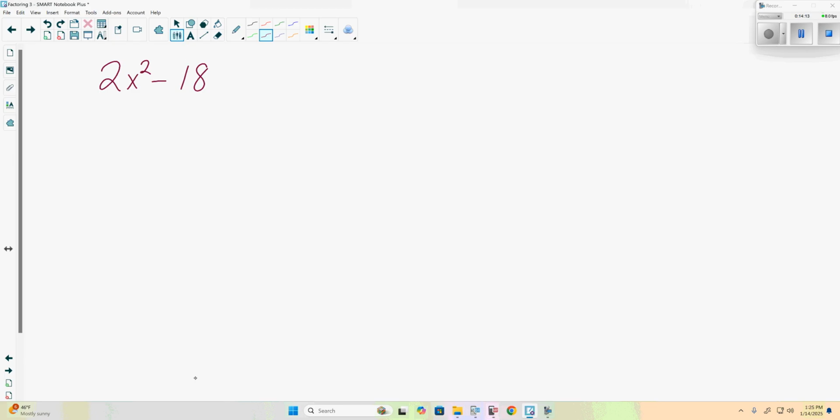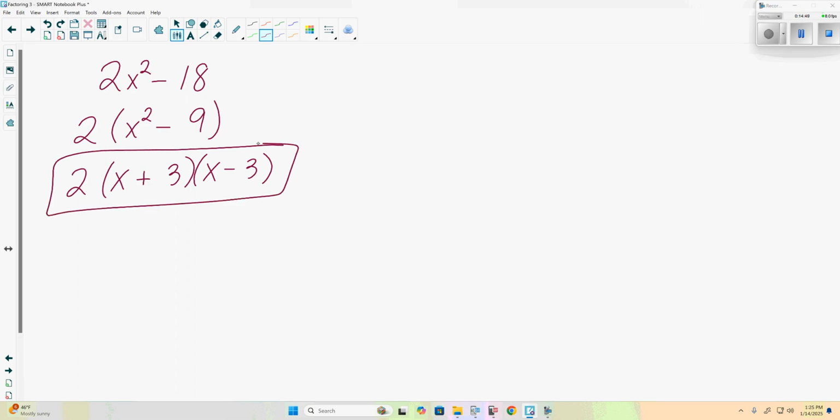What number will go into both 2x squared and 18? 2. So what we can do is factor that out. If I factor the 2 out of 2x squared, we're left with x squared minus 9. What times itself is x squared? x. What times itself is 9? 3. So we could say that this is x plus 3 times x minus 3.